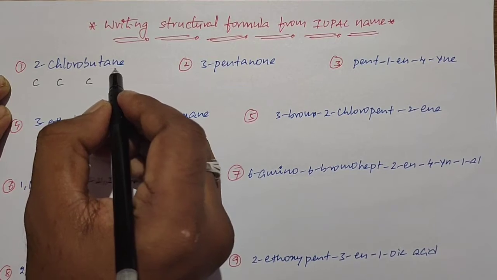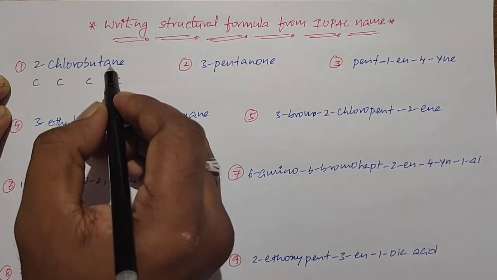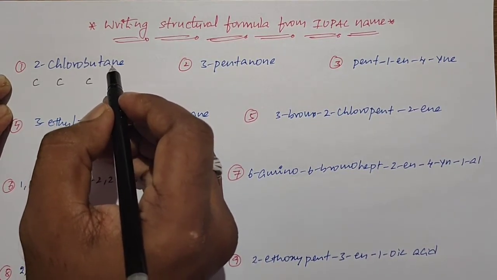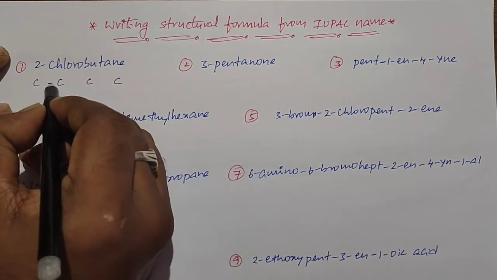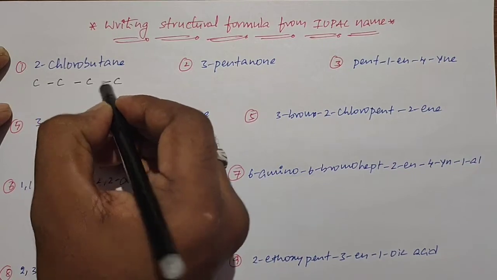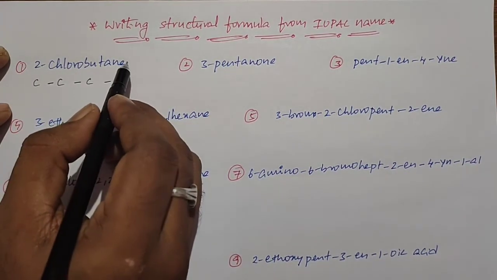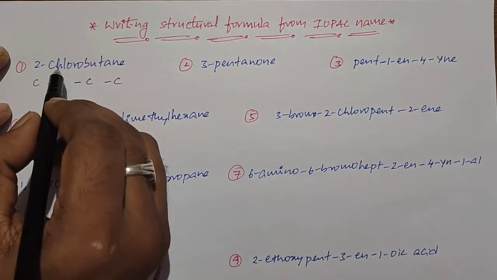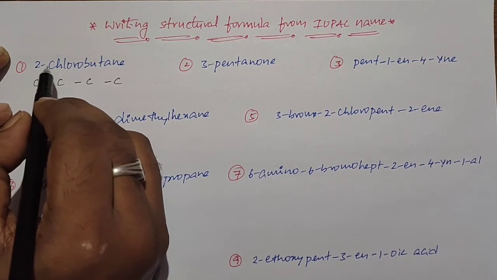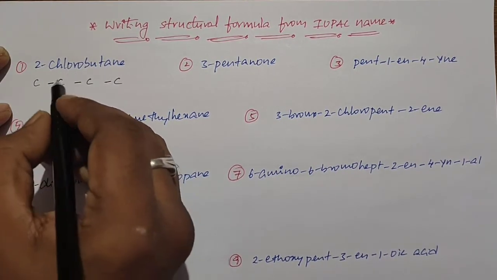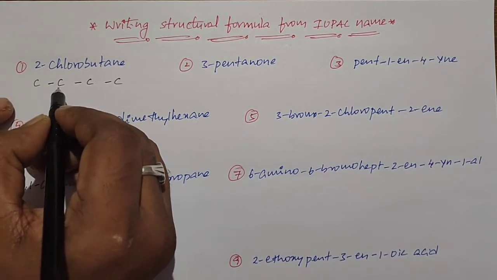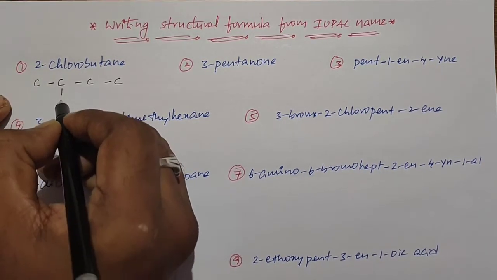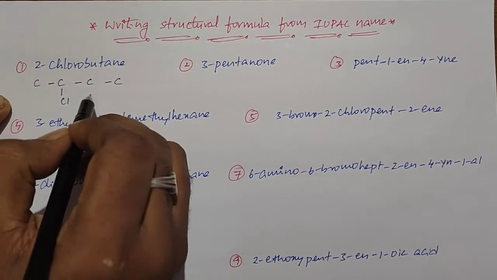After that, here ane is given. Ane is a primary suffix, so it indicates all single bonds in the long chain. So I keep the single bonds here: 1, 2, 3. The secondary suffix is not present, the primary prefix is also absent, and the secondary prefix is there, that is 2-chloro. So I take this 2-chloro from the left side onwards, it is the second carbon. So at the second carbon we have the chlorine. So we fill in all these things.